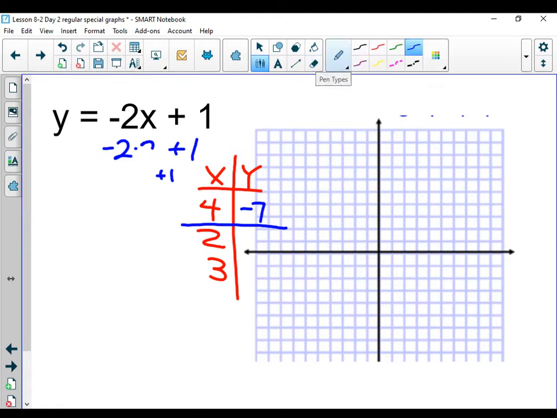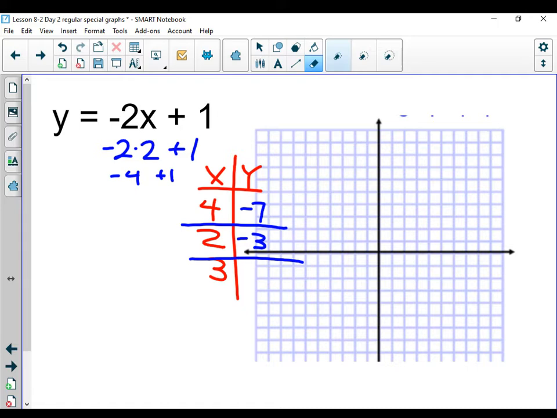Godiva picked a 2. -2 times 2, Maddie. -4. -4 plus 1. Addison picked a 3. -2 times 3. -6 plus 1. -5.